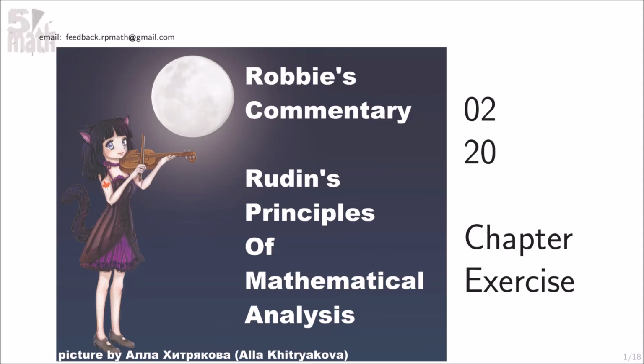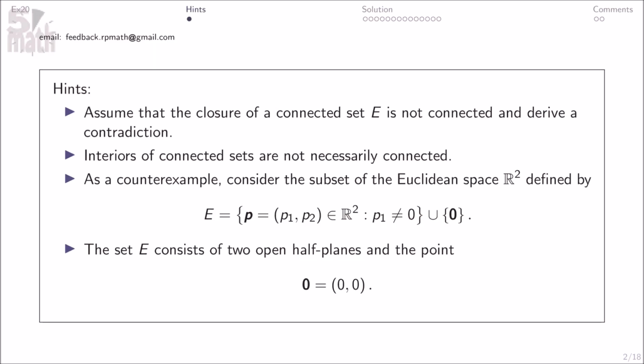Chapter 2, Exercise 20. Hints. Assume that the closure of a connected set E is not connected and derive a contradiction. Interiors of connected sets are not necessarily connected.